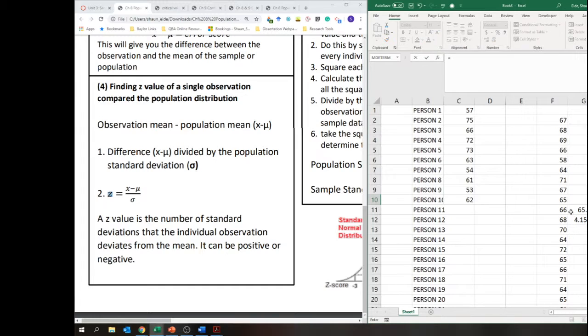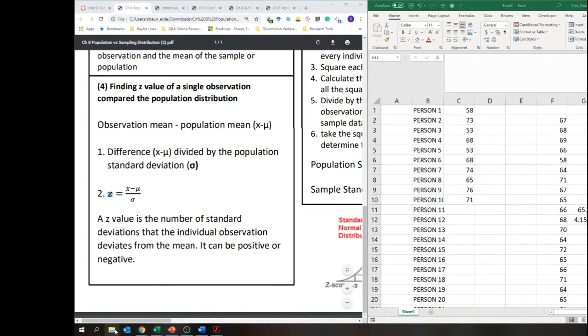So for instance, if I want to find the z-score of an individual having a height below 58 inches, I would do equals 58 minus 65.075. And then I would divide that by the standard deviation, and that would give me the z-score. So I would have a z-score of negative 1.709.